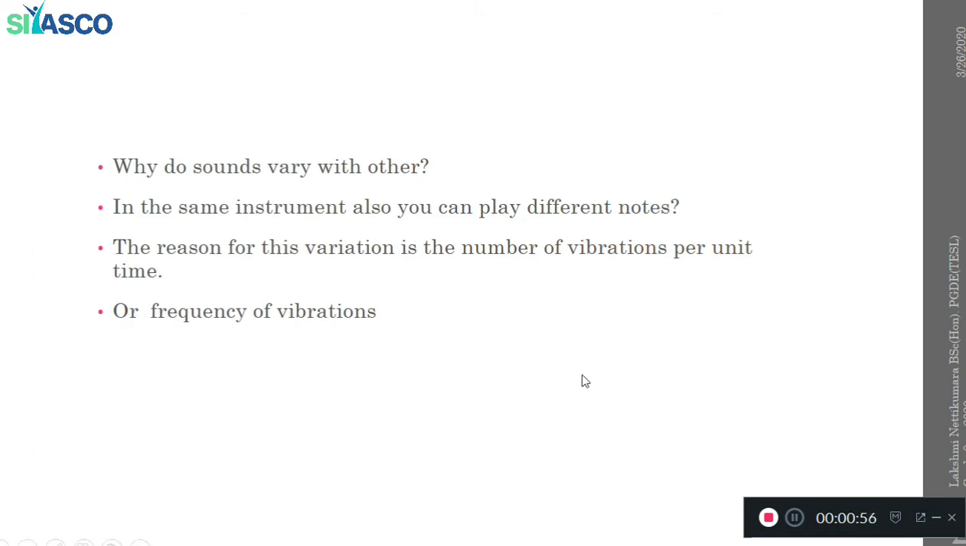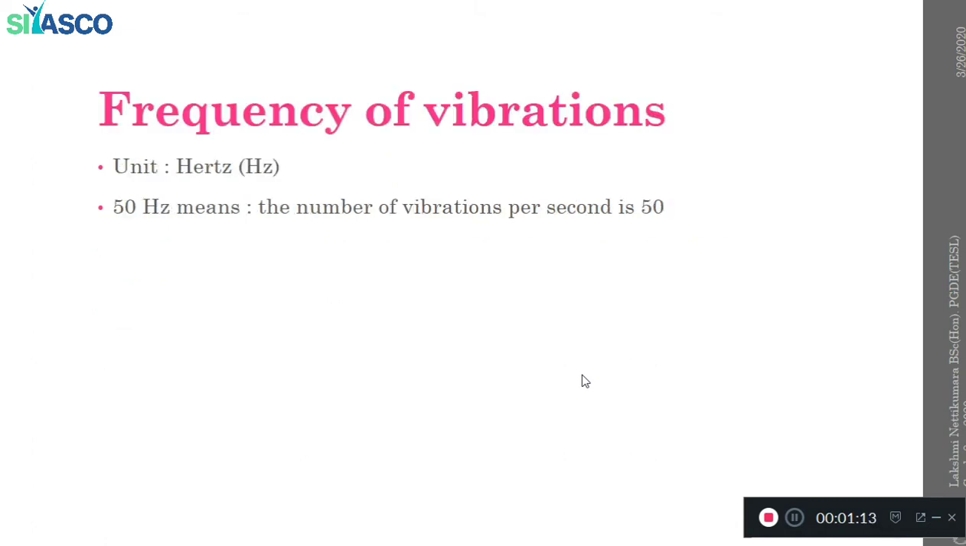Yes, the reason is the number of vibrations that can be generated within a second. Scientifically, we can say the frequency of vibration creates this variation. The frequency is measured in hertz. 50 hertz means 50 vibrations occur within a second. If it is given as 240 hertz, that means it creates 240 vibrations per unit time.